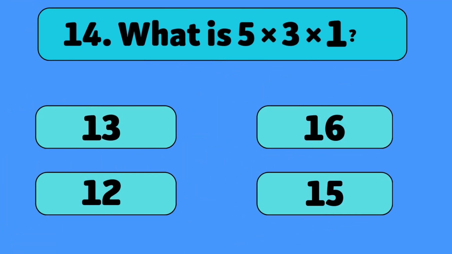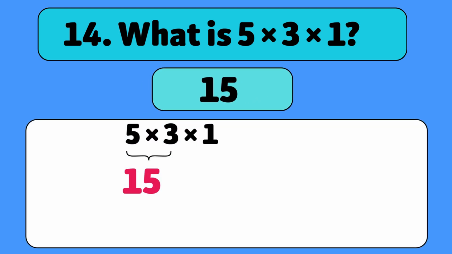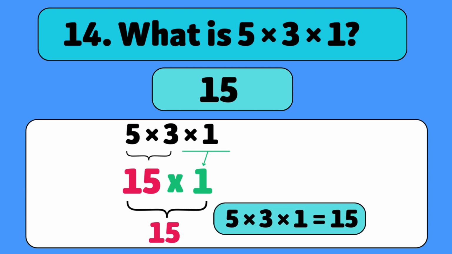What is 5 times 3 times 1? 15. Simply multiply the first two numbers. 5 times 3 equals 15. Then multiply the result by the next number. 15 times 1 equals 15. Therefore, the answer to 5 times 3 times 1 is 15.